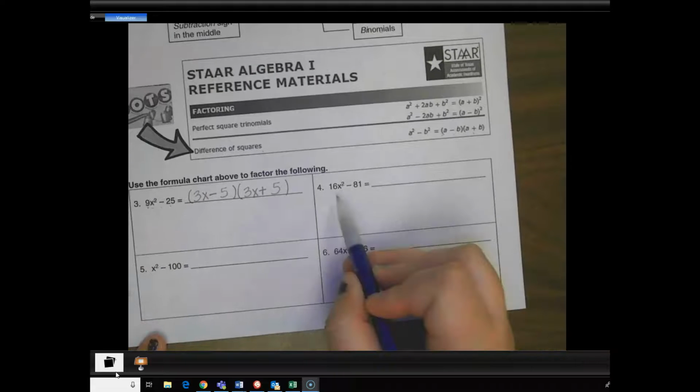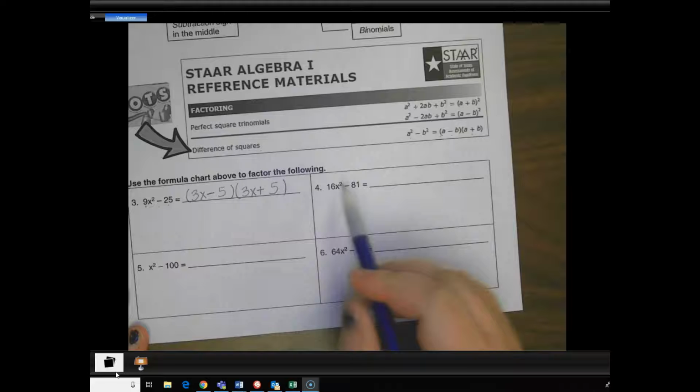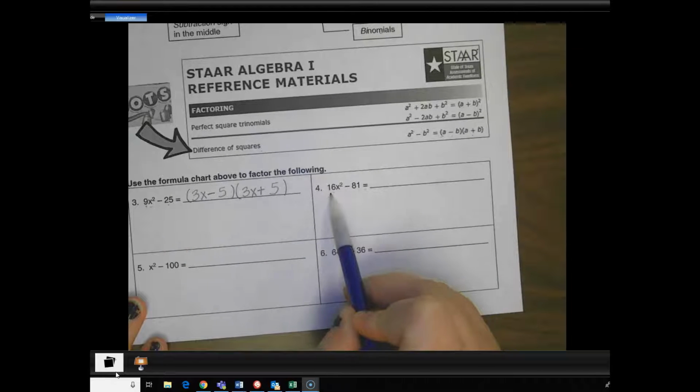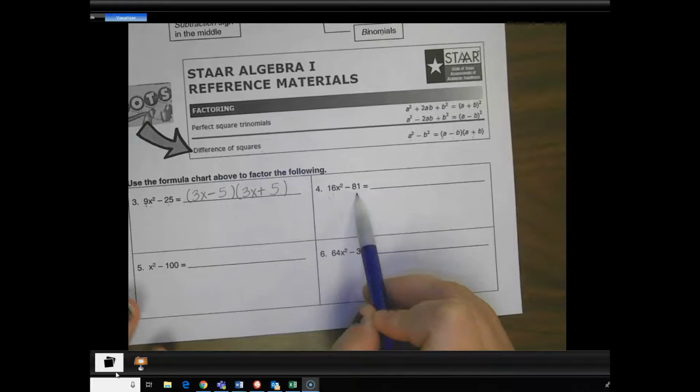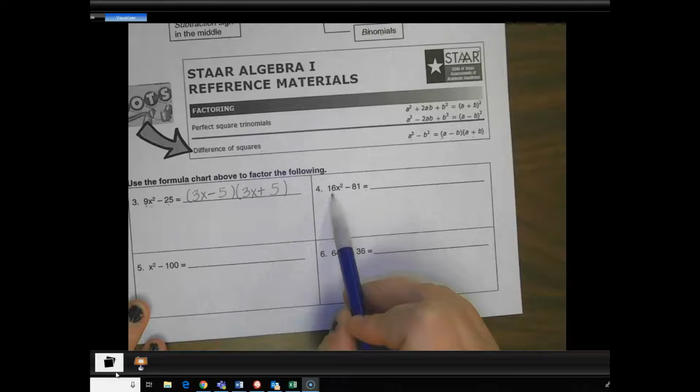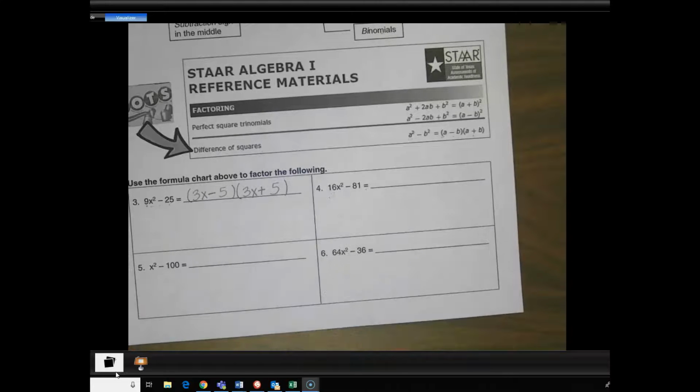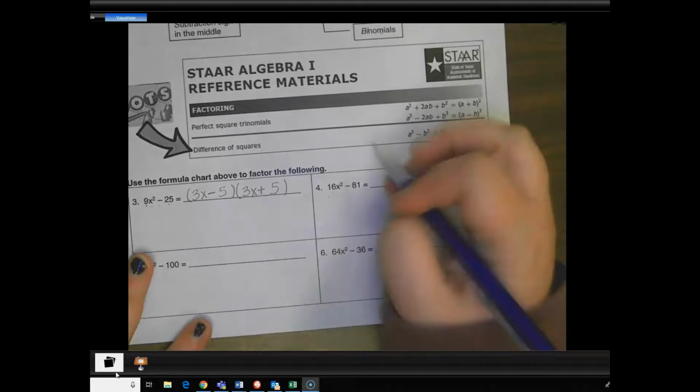Do I have anything I can pull out? No, not that I can think of. 1, 2, no. 3 can't go into 16. 4 can't go into 81. 5, no. 6, no. 7, 8, no. So there's nothing I can pull out of this one.